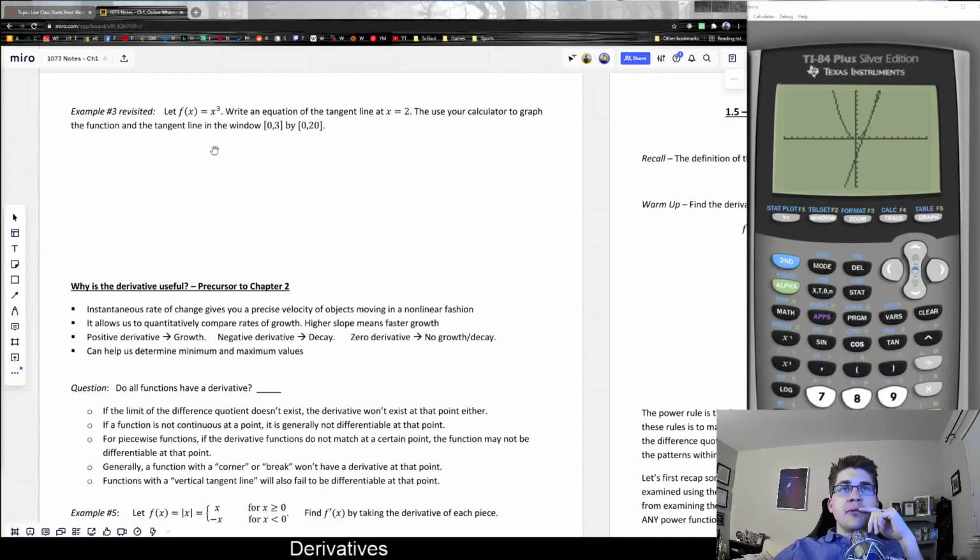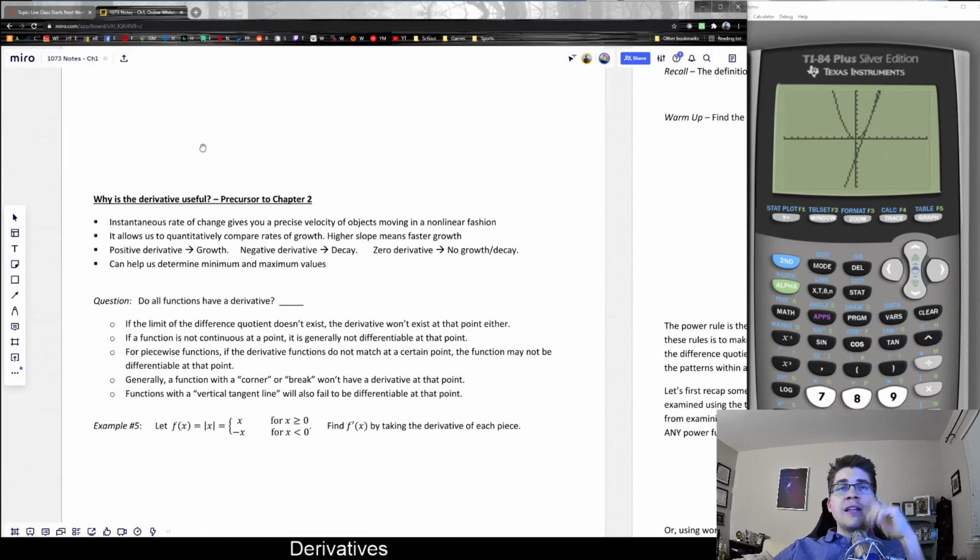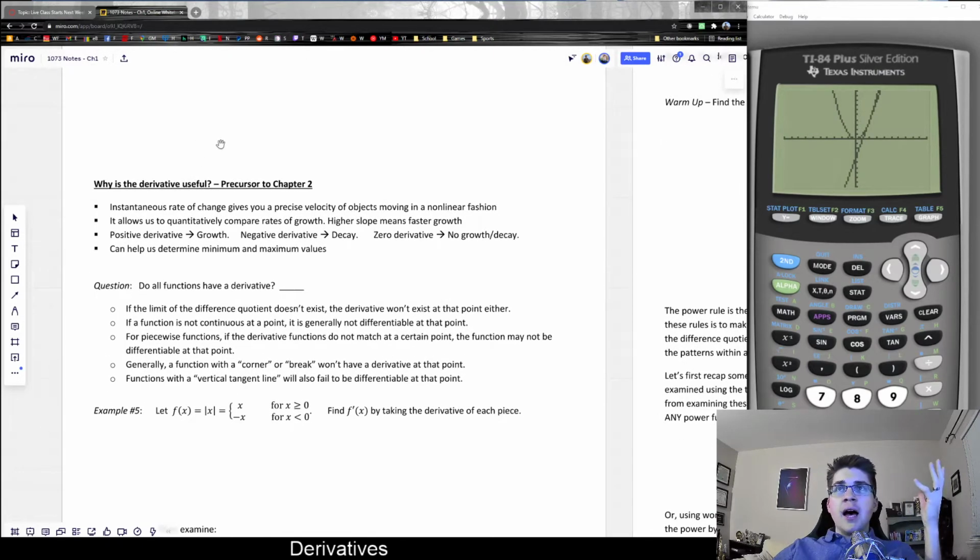I'll leave example 3 as an exercise for you to try for yourself. But let's go ahead and just wrap up why derivatives are useful, and let's look at an example of when a function might not be differentiable. And we'll look into an example based on the absolute value function and how its derivative works.